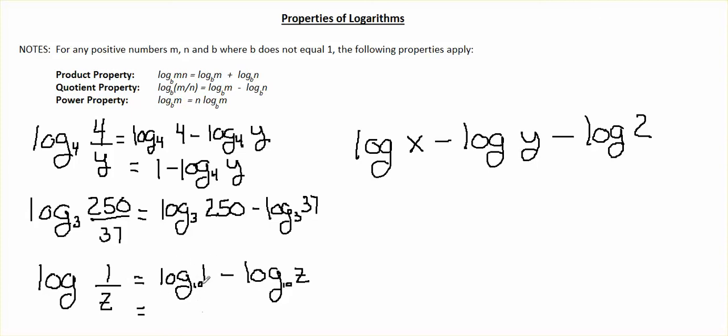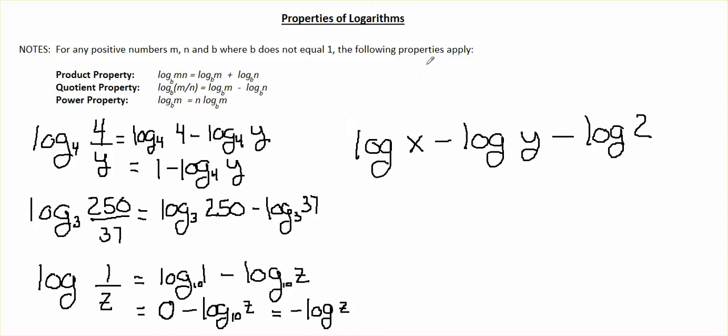So let's ask ourselves the question, what power do we raise 10 to get the number 1? Or you can say 10 raised to what power is 1? Well, we know that if we raise anything to the 0 power, we get 1. So 10 raised to the 0 power is 1. So our answer for this logarithm is 0. And we cannot simplify our last logarithm because there's a variable here, and there's no other operations being done inside. It's as simple as possible. So 0 minus this logarithm is just negative log, common log of z, or base 10 of z.